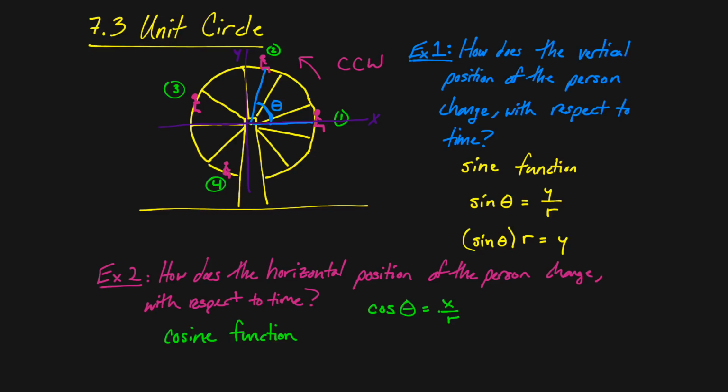So as we continue working on this, another way of writing it again is, I'm going to write this in parentheses, cosine theta multiplied by r equals x, and that'll just give you your x position, saying cosine theta, cosine of your angle measure, times the radius equals your x position.